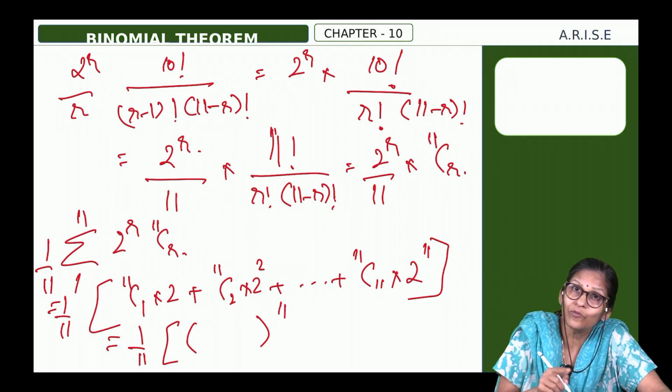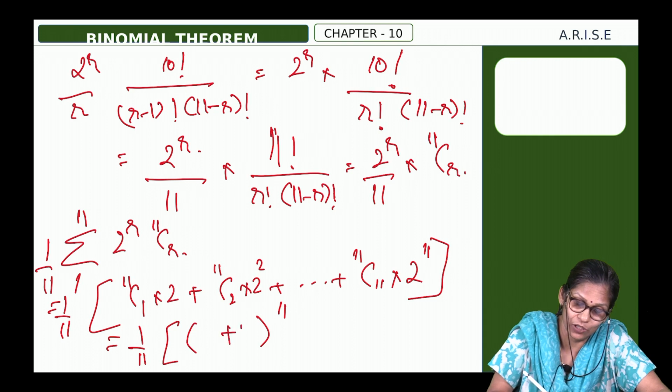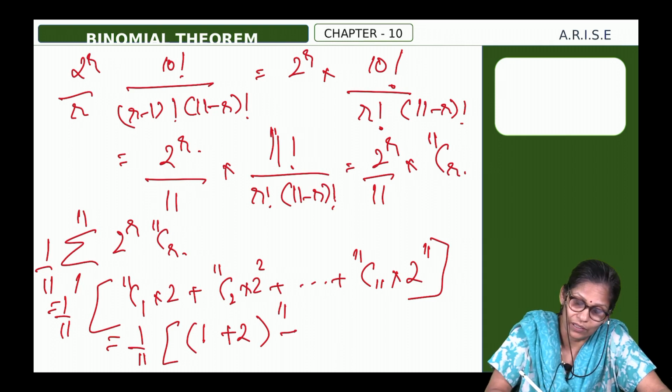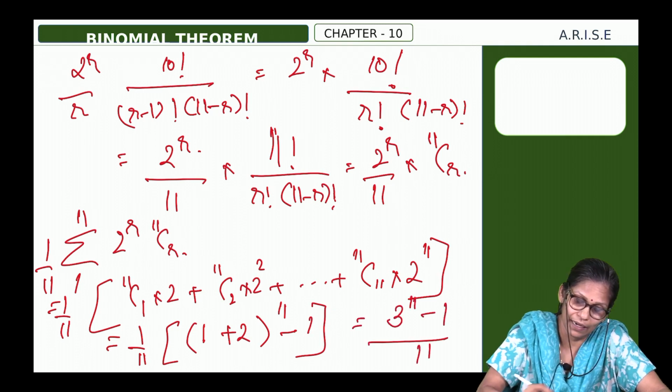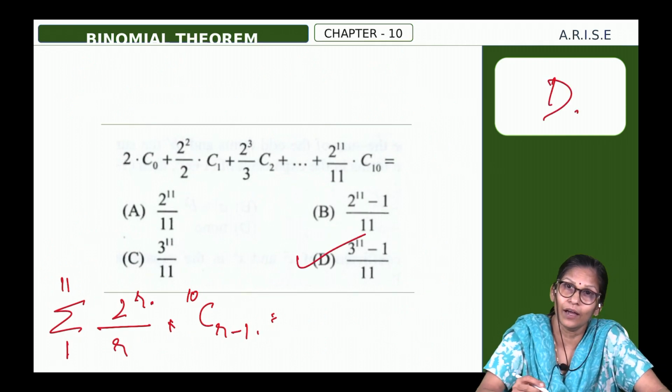Now, the term which keeps on increasing is 2 squared and so on. So, that will be your b in a plus b, the whole raised to n expansion, which is 2. What is a? Isn't it 1? But here there is that missing term, the first term which is 1. So, this is minus 1. So, what is your answer? 3 raised to 11 minus 1 by 11, option D is your answer.